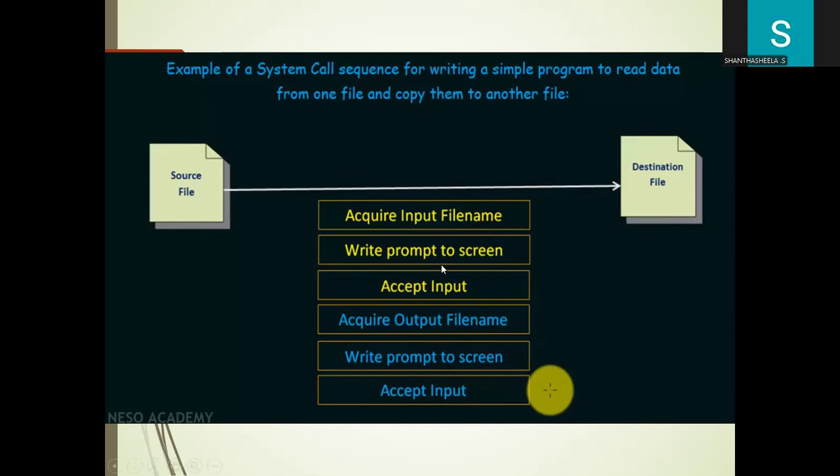To acquire an input file name, you write a prompt to the screen. Writing a prompt to the screen itself is making a system call. Then accepting the input. Then acquiring the output file name: writing a prompt to the screen for acquiring the output file name, then accepting the input.